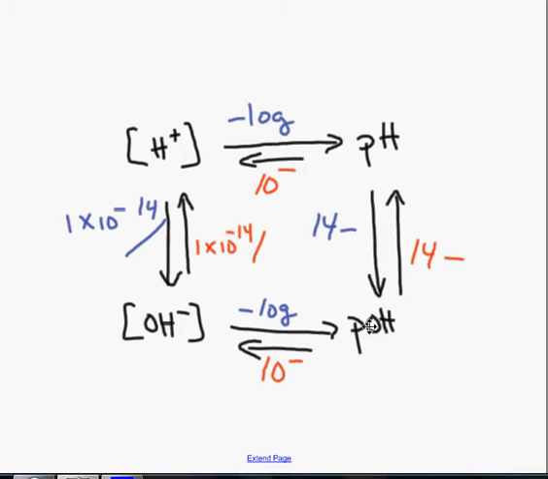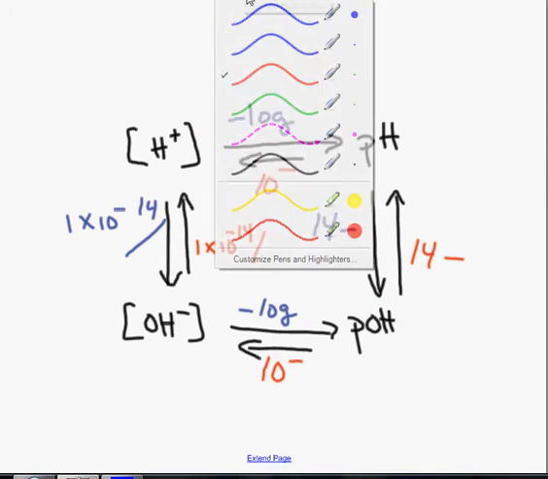Okay, take a moment. I want you to draw this figure down here. This is the figure we're going to use to go back and forth for all our calculations. Now we already saw, for example, pH to pOH. How do we go back and forth? By subtracting 14. So if I had, for example, over here, right?